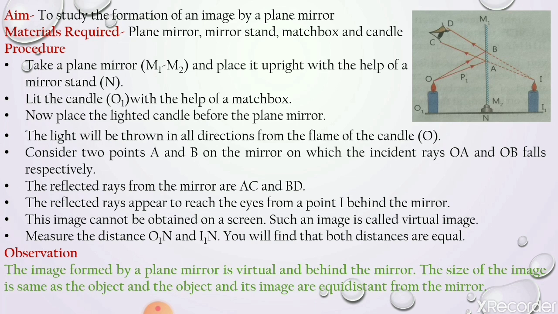Here you can see in the diagram that the plane mirror is denoted as M1, M2, and we have to place it upright with the help of a mirror stand that is denoted as N. Now we have to light the candle. The candle is denoted as O1 in the diagram, and we light it with the help of a matchbox.